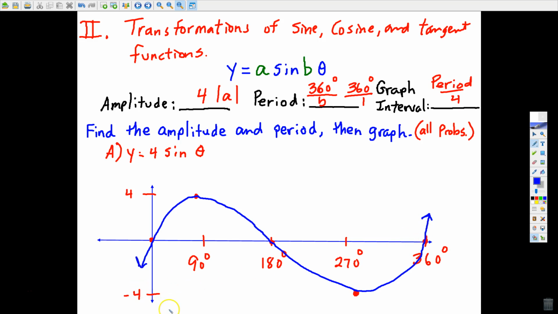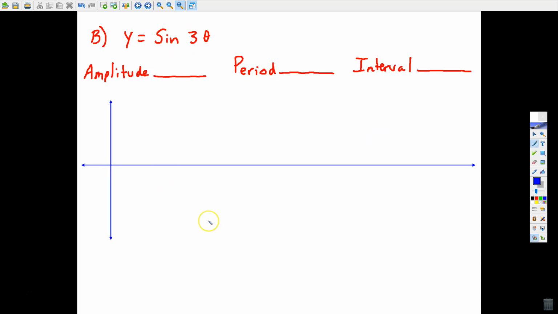And if that were a homework problem, that would be your complete answer. State the amplitude, state the period, and then draw the graph. Any questions? No questions? All right, let's try another one. Letter B.